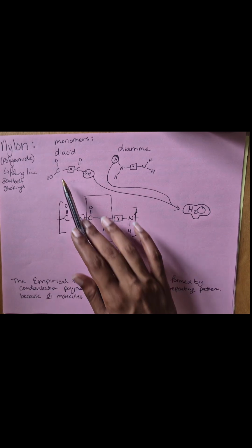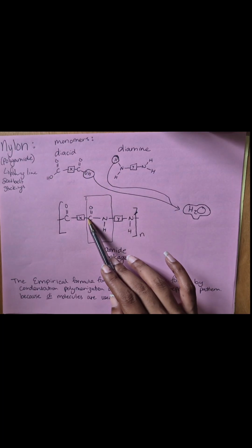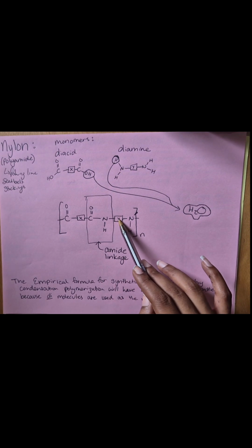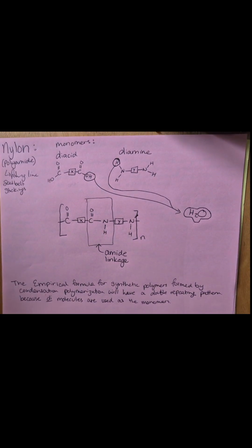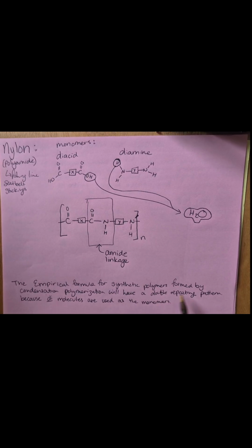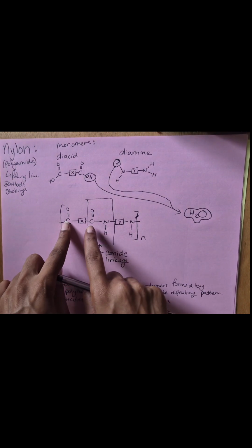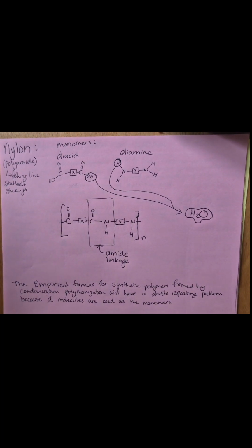You're going to have C double bond O, however many carbons, C double bond O, and it's going to be bonded to an N, left with an H, and we have our carbons, N, left with an H. You'll see that the empirical formula for synthetic polymers formed by condensation polymerization will have a double repeating pattern because of those di molecules. You'll see a double repeating pattern. So we'll see the C, then the C, then the N, then the N, then the C, then the C, then the N, then the N, then the C, then the C, then the N, then the N.